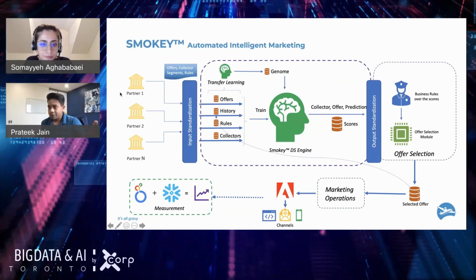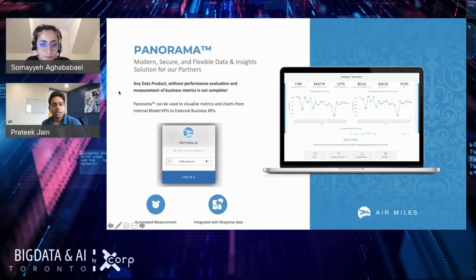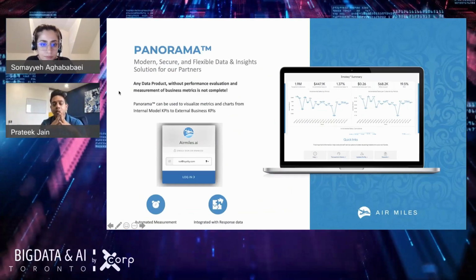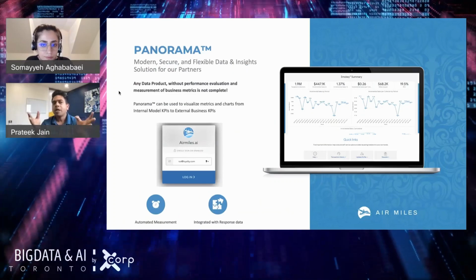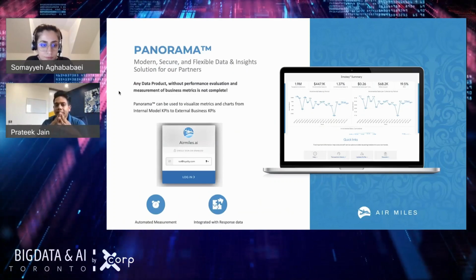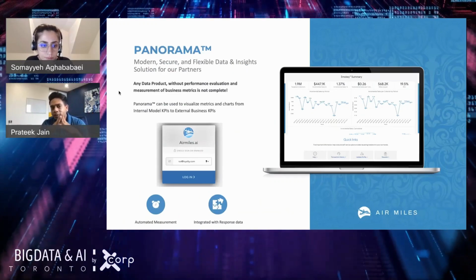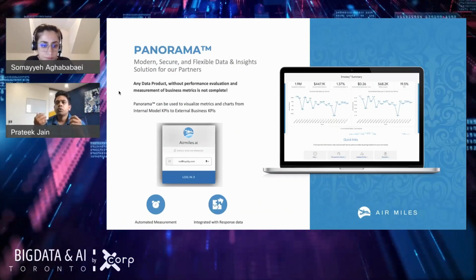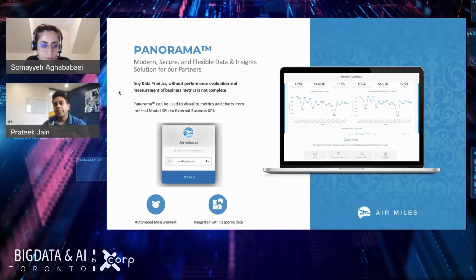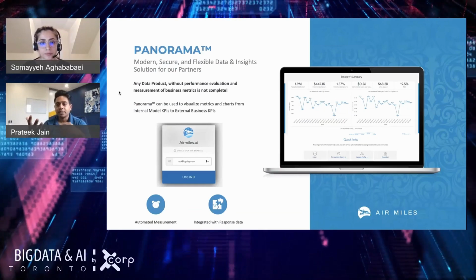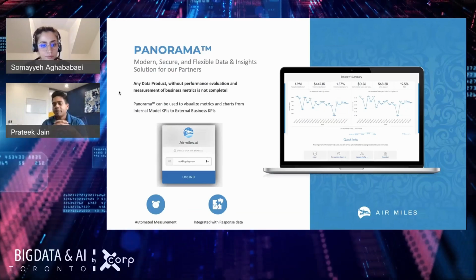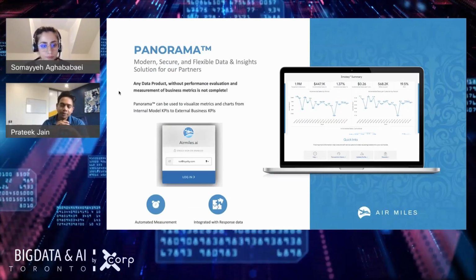So this is about the Smoky product. We have another product which I just wanted to showcase, or just give you a high level idea on. We call it Panorama, and it's also called airmiles.ai. I mean, it's part of the airmiles.ai website. So Panorama is a tool which can be used to visualize metrics, charts, any kind of KPIs. It could be internal, it could be external business KPIs, and this is all based on Looker. So Looker is the BI platform that we use for visualizations and measurement.